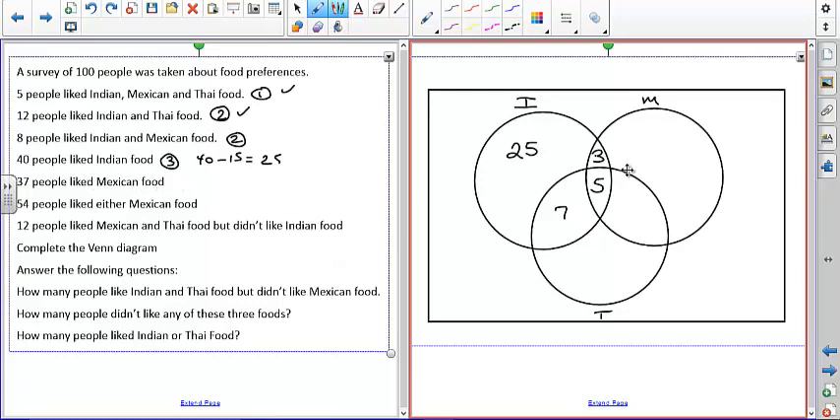37 people like Mexican food. Well, notice we've got 2 unknown things here out of this circle, so that's not going to help us any. Same with if we knew the Thai food, we wouldn't be able to fill that out. So we're going to skip that one.